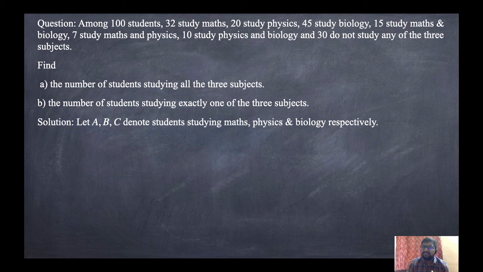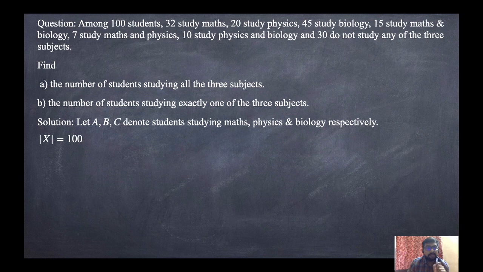Now here there are total three subjects: maths, physics, and biology. So let us just denote them by A, B, C. So let A, B, C denote students studying the first one is for maths. That means A stands for maths, B stands for physics, and third C stands for biology, respectively. Now what is the given data? We'll just write it into symbolic form.